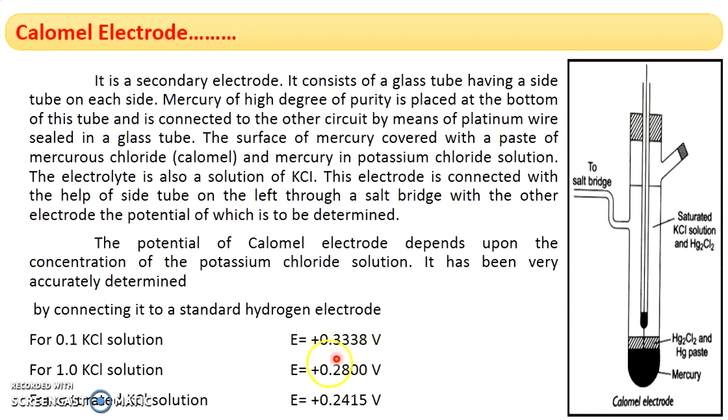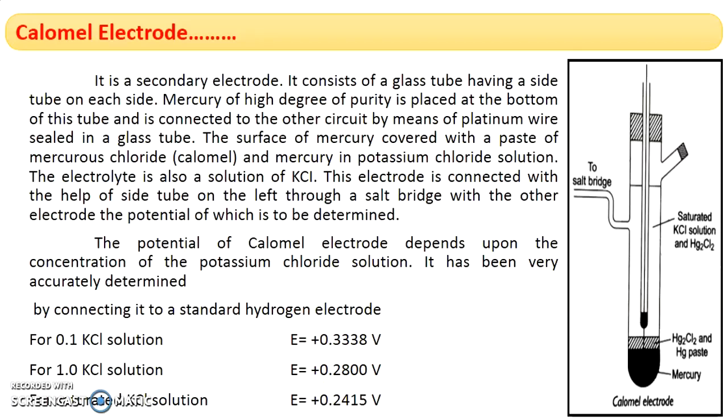0.3338 volts. When we are using 1 KCl solution, its potential is taken as 0.28 volts. If we are using KCl solution which is saturated with Hg2Cl2, which is saturated with the calomel, then we use plus 0.2418 volts as the electrode potential for the calomel electrode. This is regarding the construction of calomel electrode.